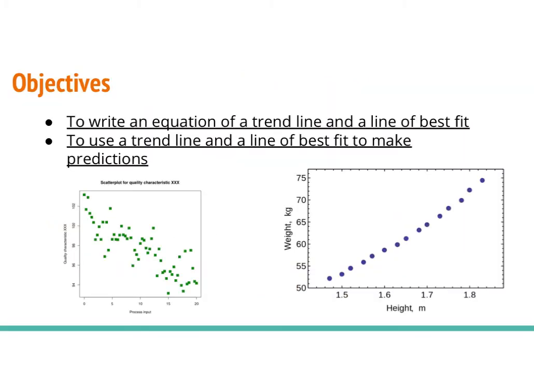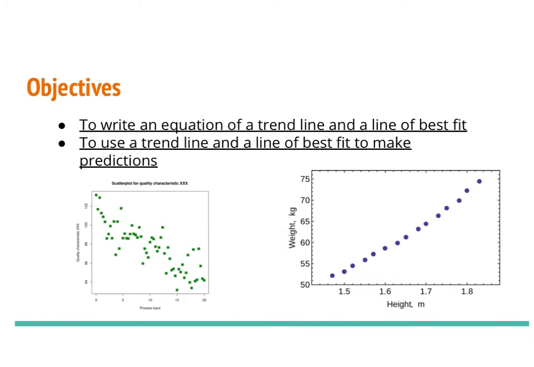Objectives. All right, our objectives in this lesson is to write an equation of a trend line and a line of best fit, and to use a trend line and a line of best fit to make predictions.